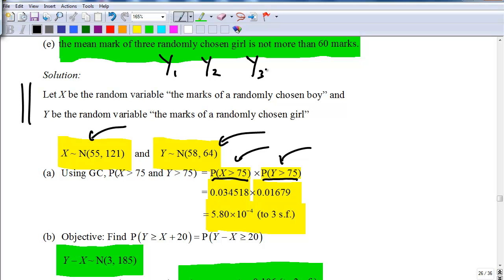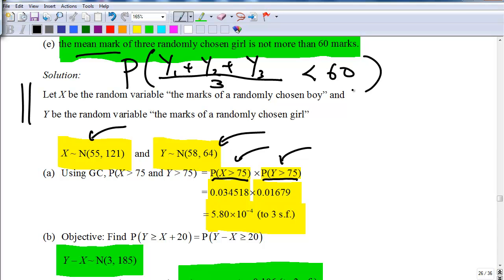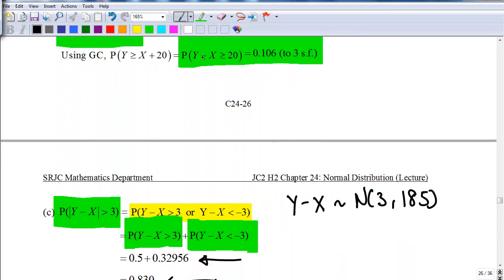Now what is the meaning of mean? Mean means you add everything together and you divide by 3. Okay? And you want the mean mark to be no more than 60. So that means the probability that you want to find is just this. Okay, and that also means that the random variable that you need to work out will be this piece here. Okay, so let's move down.